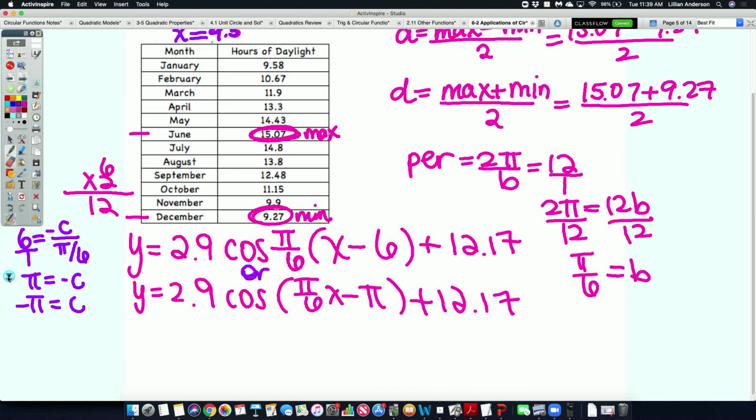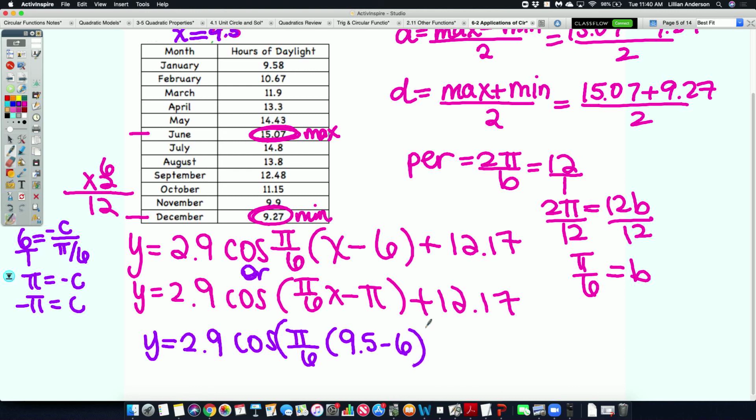So go ahead and type in 2.9 cosine. You can do either form, it really doesn't matter. Pi divided by 6. Be careful. When you type cosine, a parenthesis will pop up. If you do pi over 6 without parentheses, then I suggest that you use the first equation. Do 9.5 minus 6, then you can close it off, plus 12.17. You type that into your calculator.